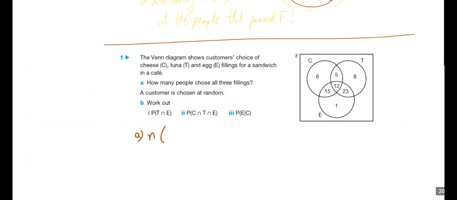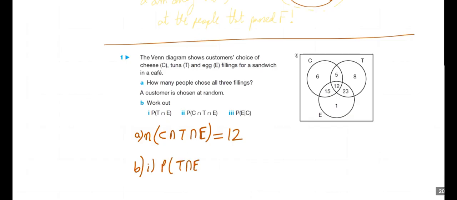How do I write this down as a set notation? People that chose all three fillings. How? The intersection of what? Of C, T, and E. Exactly. So I will say C intersection T intersection E, won't I? Oh, okay. This is 12. Okay, perfect. Now, first probability that you need to find is the intersection of T and E.